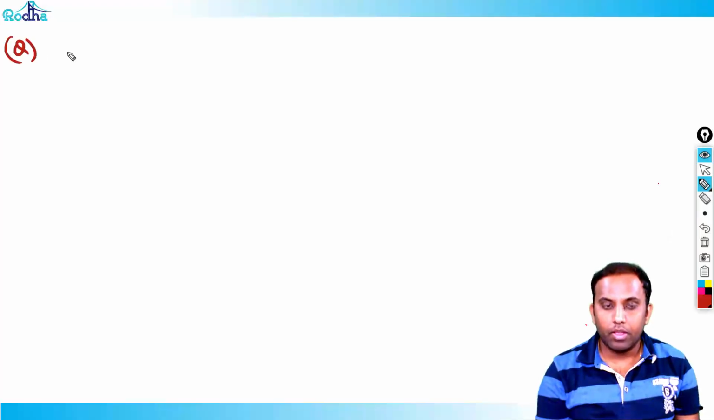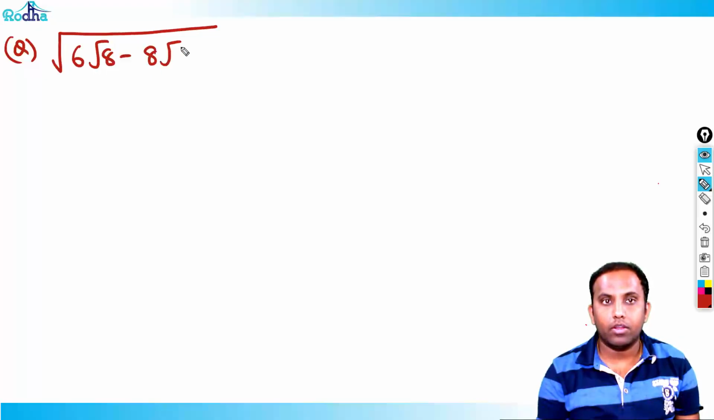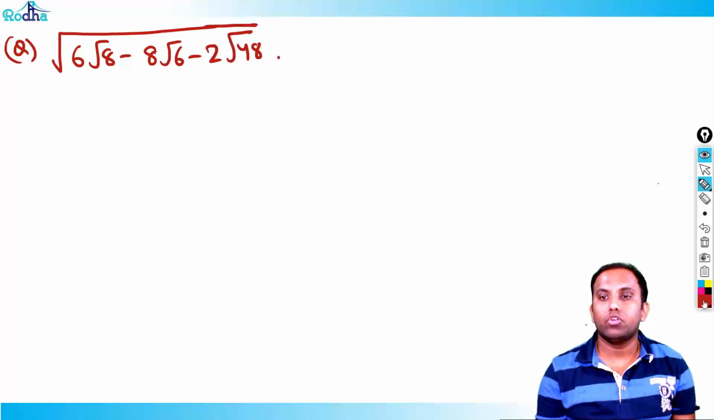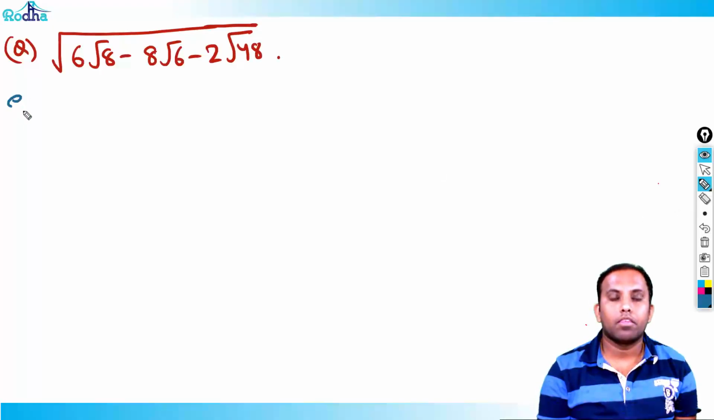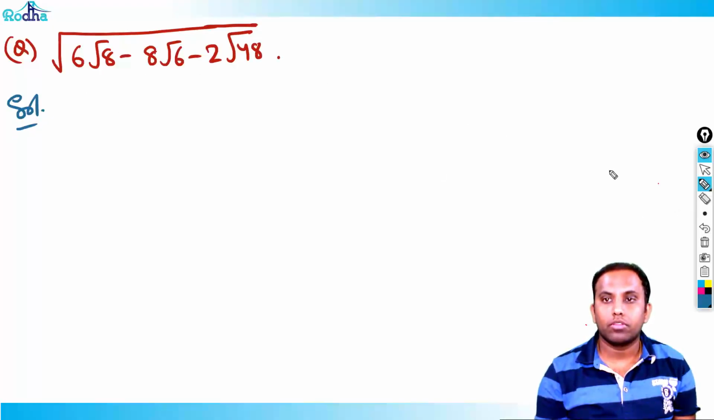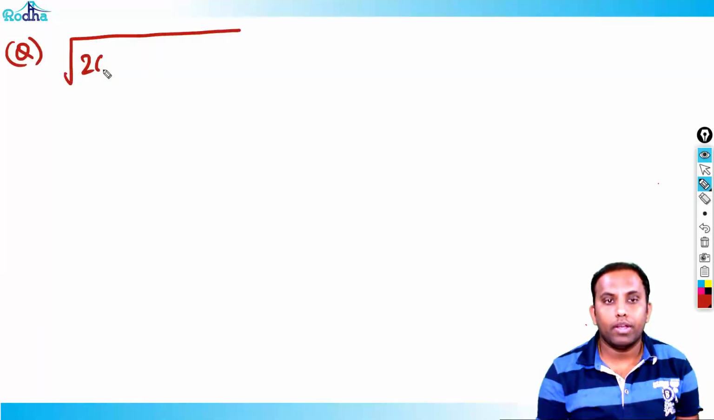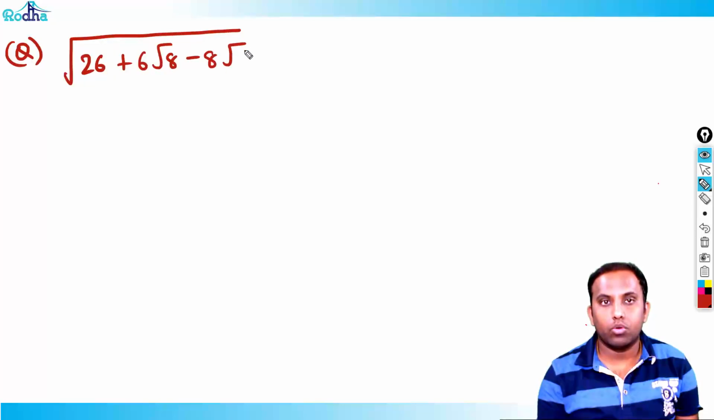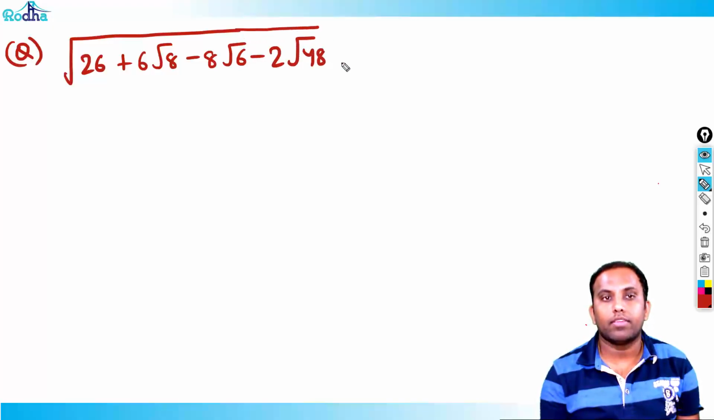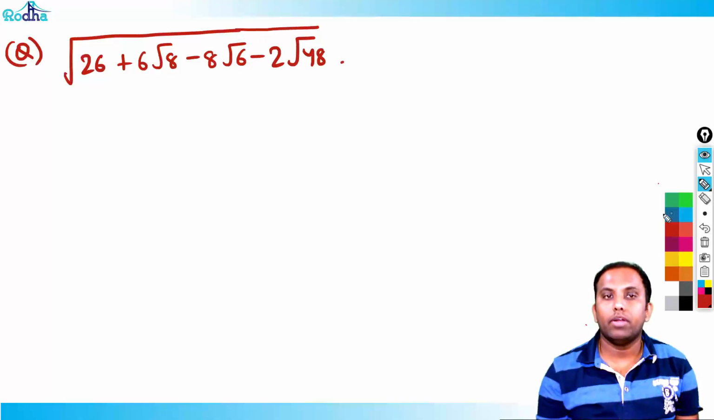The question is to calculate the square root of 26 plus 6 root 8 minus 8 root 6 minus 2 root 48. Sorry, edit this part. So the next question is under root of 26 plus 6 root 8 minus 8 root 6 minus 2 root 48. This is my next question. We have to get this answer right. Now we'll do it a bit quickly.